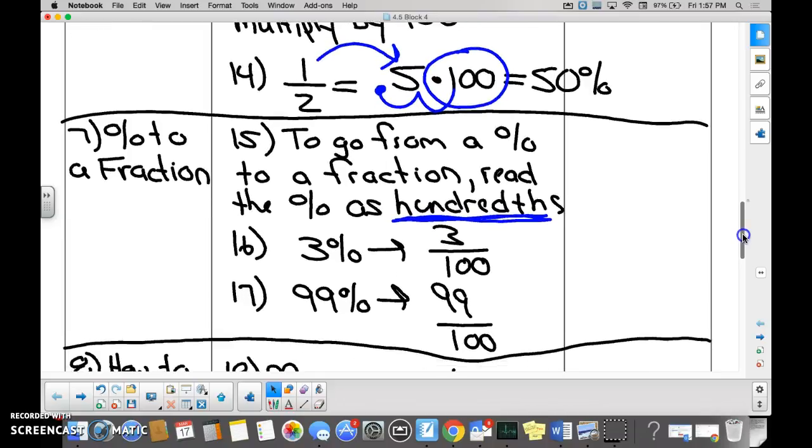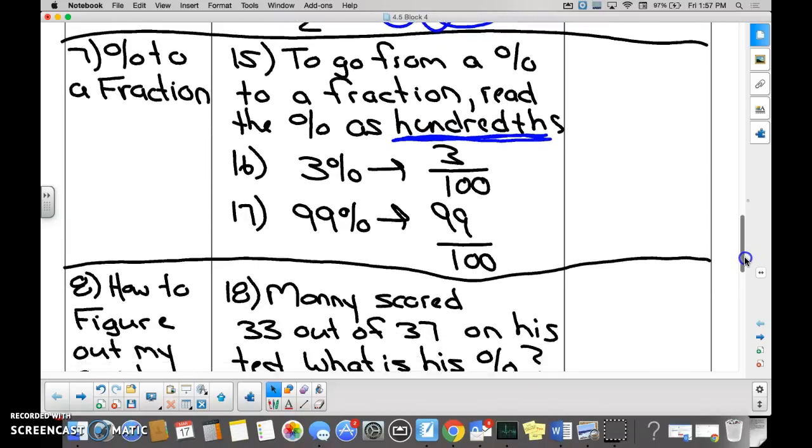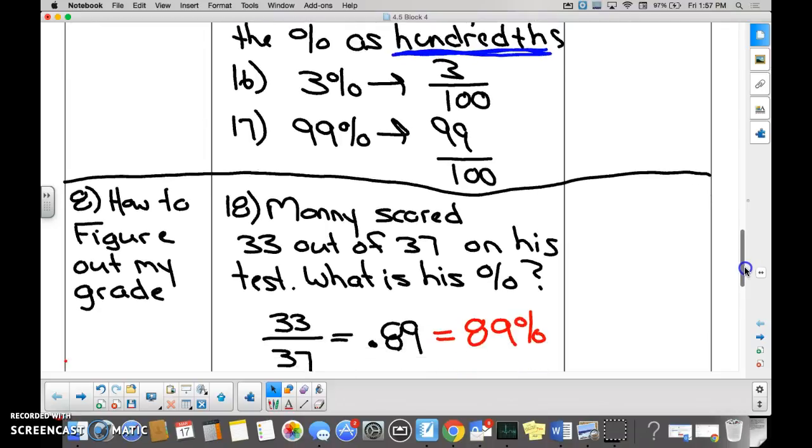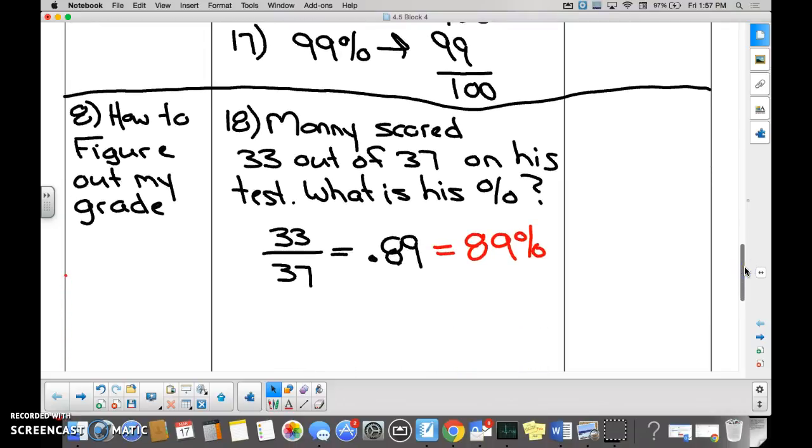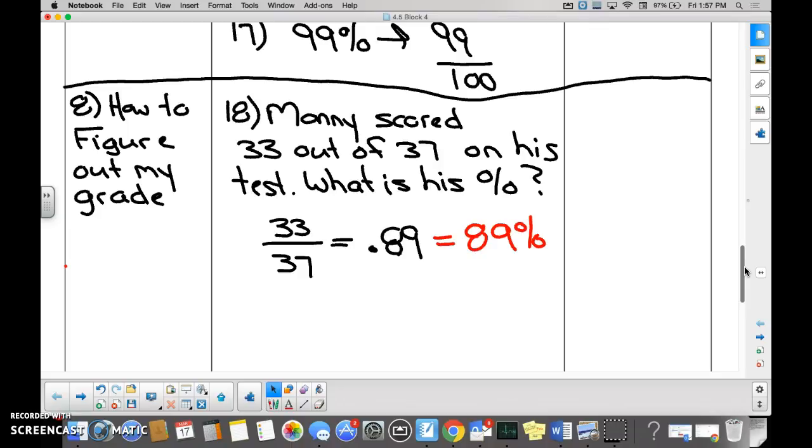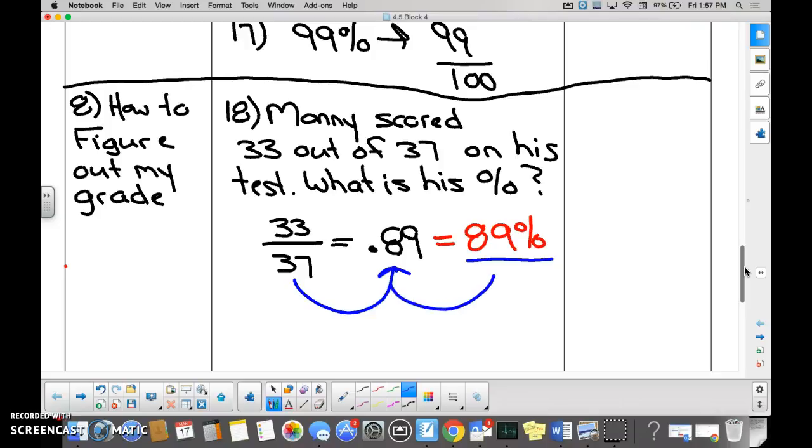And then the last one, I'm not going to go through this for very long, how to figure out my grade on a test or on an assignment. So Manny volunteered his grade, 33 out of 37. We wanted to figure out what percent that would be. So you go back to your notes. It tells you what to do. You take your fraction and you divide. Now we have a decimal, right? To go from a decimal to a percentage, we multiply by 100. And when you multiply by 100, which way are you moving the decimal point? Right. How many places? 2.